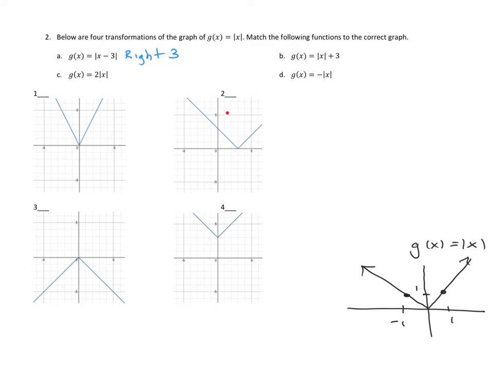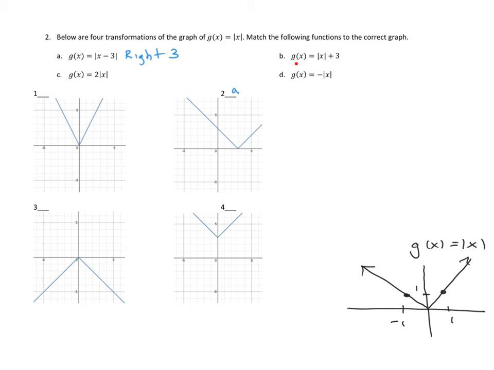Now if I look for the graph that corresponds to this graph moving right 3 places, it looks like it's this one here. This is the spot (0, 0), but it's moved over 1, 2, 3 places. Okay, so graph 2, that is A.